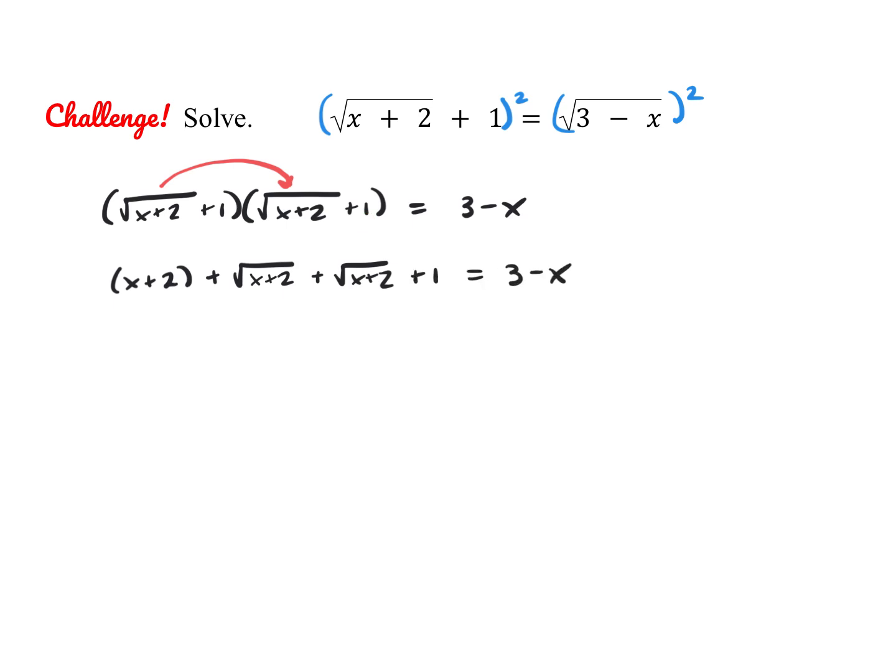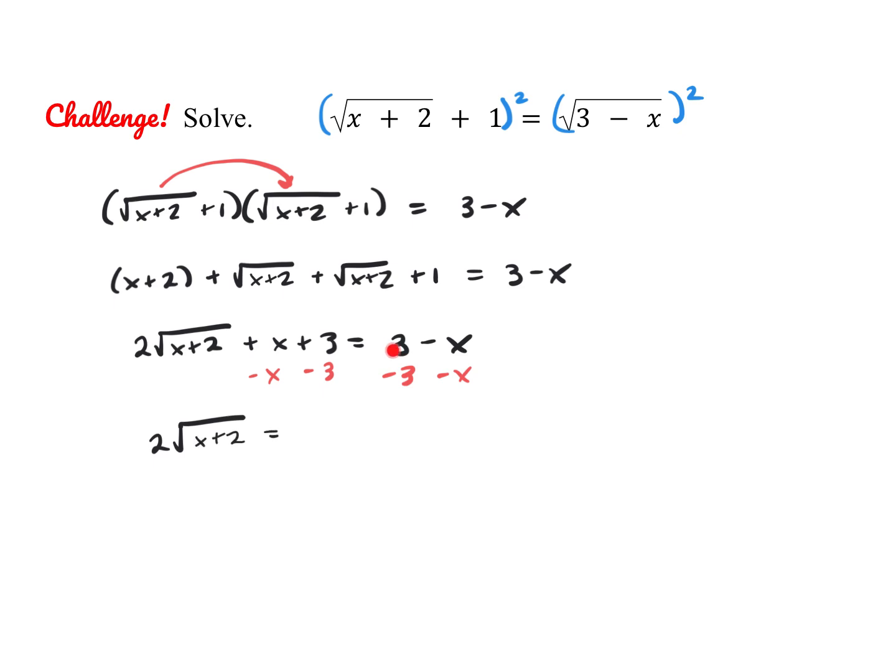And then you can see what I have here is the same radical being added twice. So I could say 2 times the square root of x plus 2, and then I have plus x, and then plus 3 equals 3 minus x. So now I have a single radical, so I'm going to follow my process, and I'm going to isolate the radical and then square both sides again. So first, I'm going to subtract 3 from both sides and subtract x from both sides.